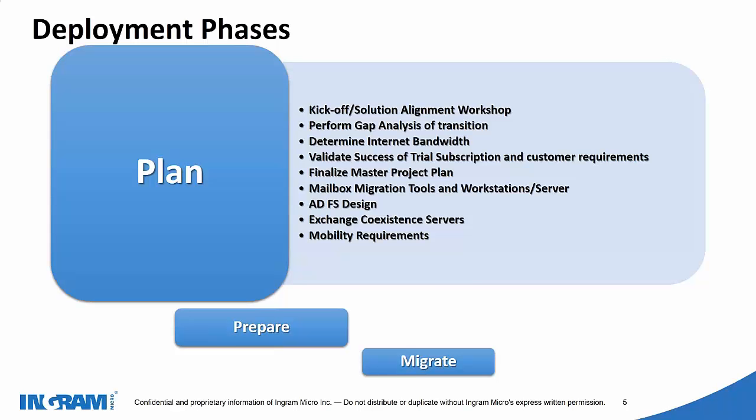Then the next plan would be for your Active Directory Federation Services design. This is basically the configuration or planning about the configuration for identity management for the user if the client wants to integrate their on-prem Active Directory with Office 365 Active Directory. Then the migration of Exchange and the mobility requirements, that is if they want the users to access it over their mobile devices.